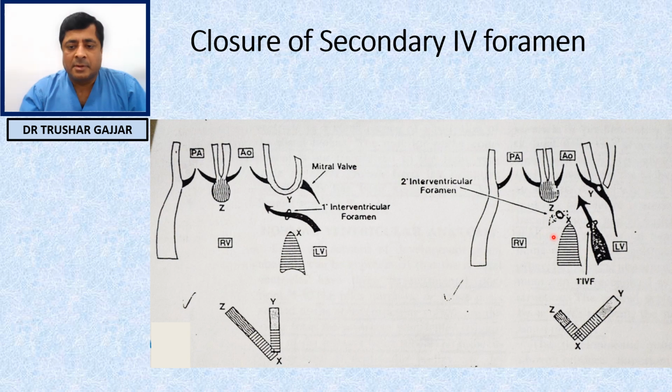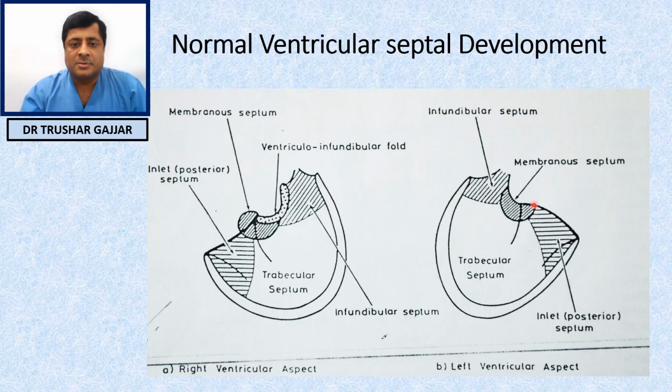This secondary interventricular foramen will slowly be closed by fibrous tissue in this place. So we'll see the ventricular septum on the RV side is having inflow, trabecular portion and outflow. The inflow portion is got from the primitive ventricle, which forms part of the right ventricle. If you see on the left ventricular side, there is a trabecular septum, outflow septum and inflow septum, that is from the primitive ventricle.